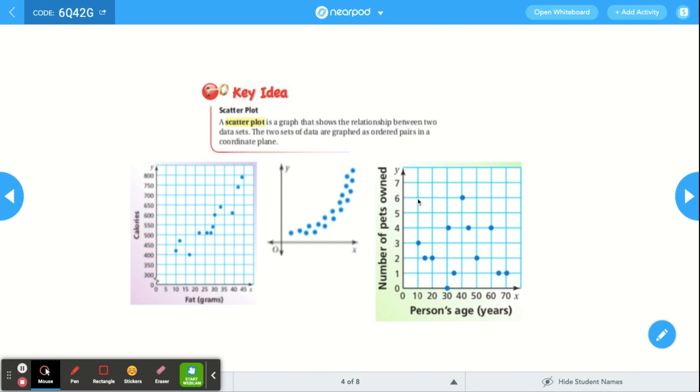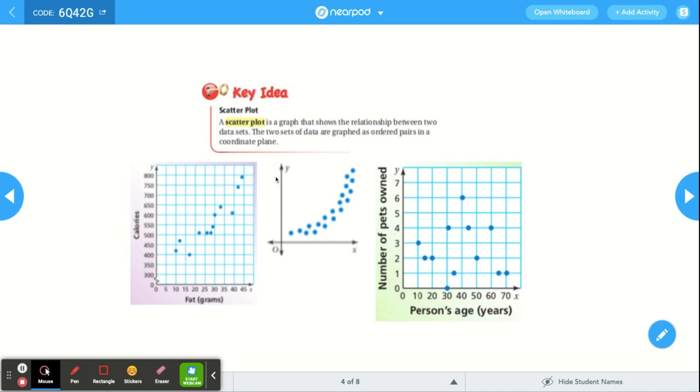So you can see in the first scatter plot over here, we have the grams of fat being compared to the amount of calories. So if you were to collect data on maybe a meal, find out how much fat is inside of that meal, and then the number of calories that are in that meal, you can compare them with an ordered pair because you would get two sets of data.